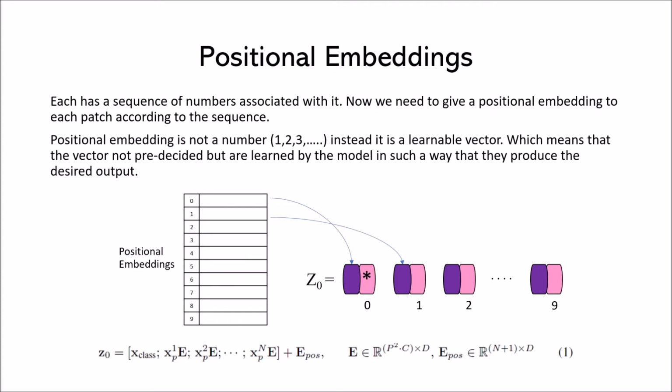Next, after we get all of our patch embeddings, we need to incorporate positional embedding into our patch embedding. This positional embedding is really important in transformer because the position of each patch is really important to calculate the relation from one patch to each other. So positional embedding is not a simple number like 1, 2, 3, etc. Instead, it is a learnable vector, which means that the vector is not pre-decided, but the vector is learned by the model in such a way that it produces the desired output.